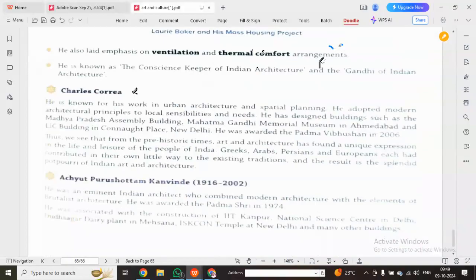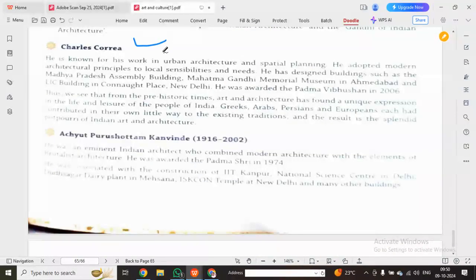Ventilation and thermal comfort. He is also known as the conscience keeper of Indian architecture. Laurie Baker. Mass housing concept, Kerala.